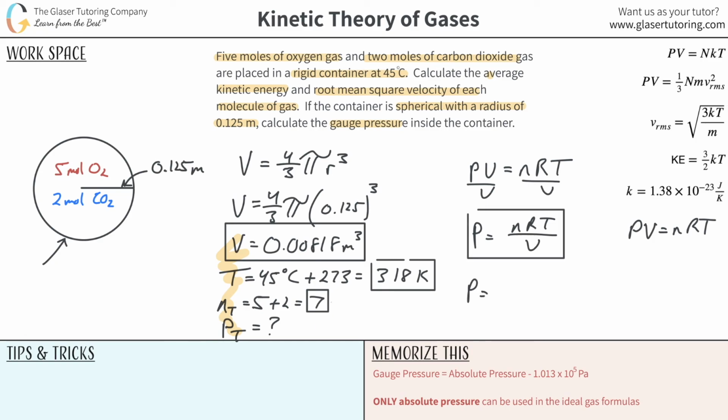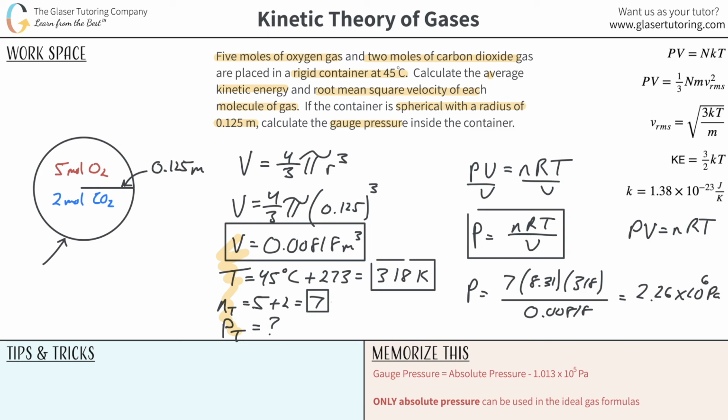So let's see, pressure will be equal to the mole of 7 multiplied by R, which is 8.31, times the temperature, which is 318, all divided by the volume. And the volume, as we found before, is about 0.00818. So let's plug it on in. We have 7 multiplied by 8.31 times 318, all divided by 0.00818, and we get about 2.26 times 10 to the 6. And this is in pascals.